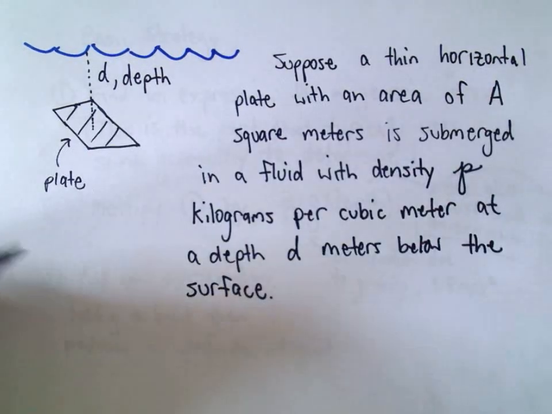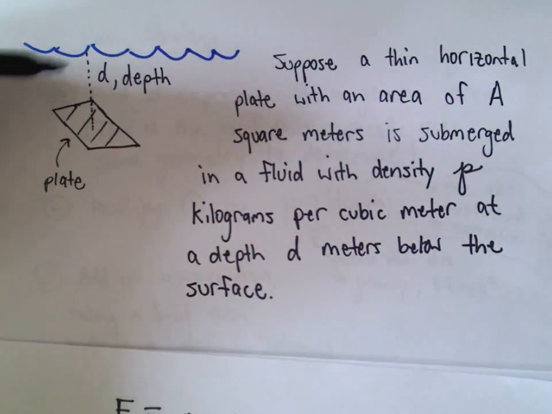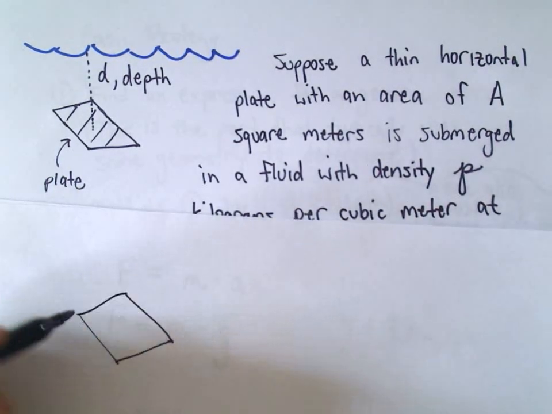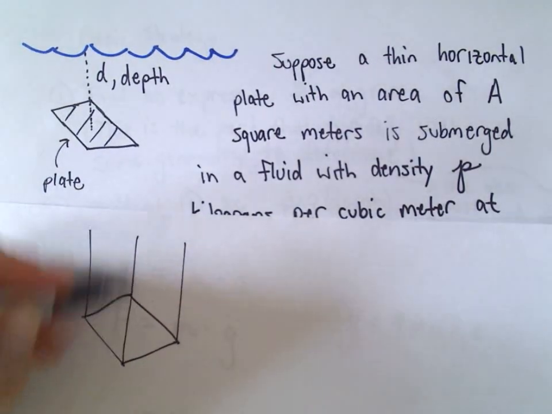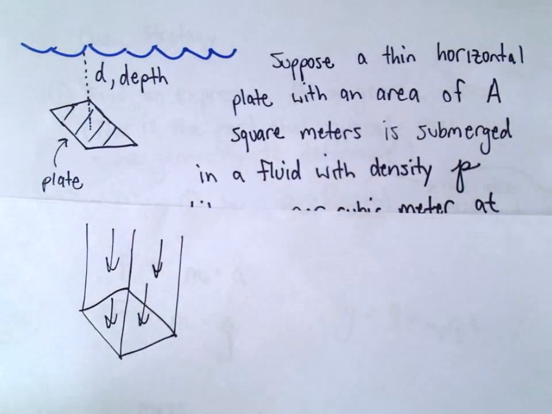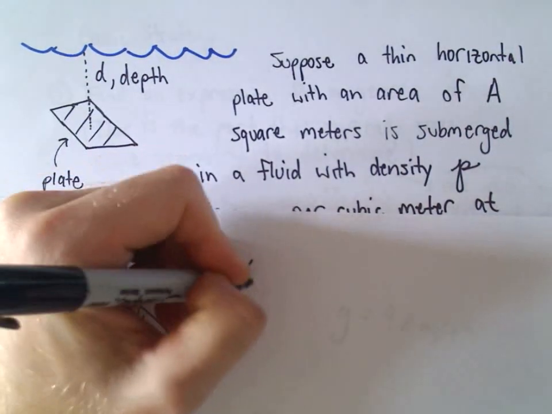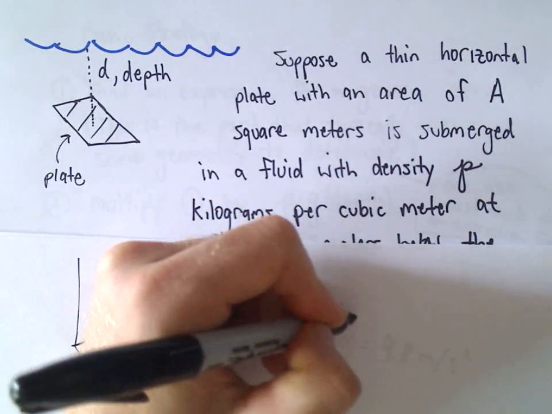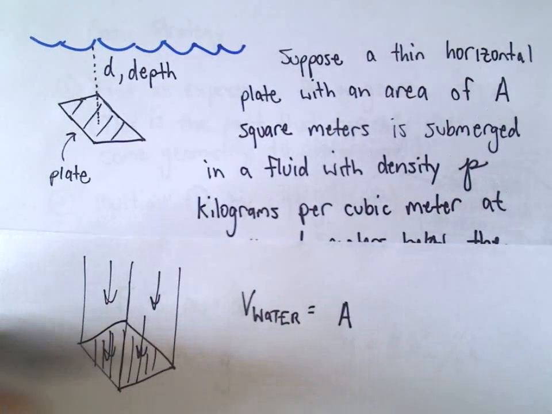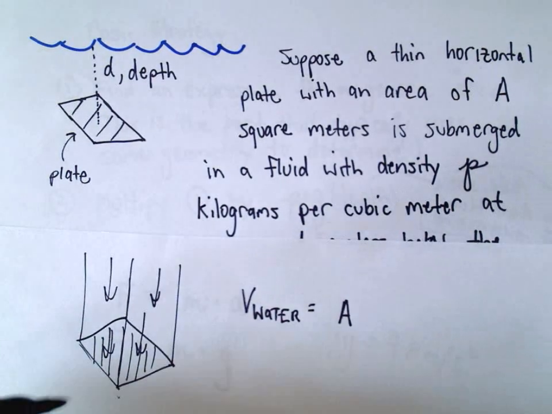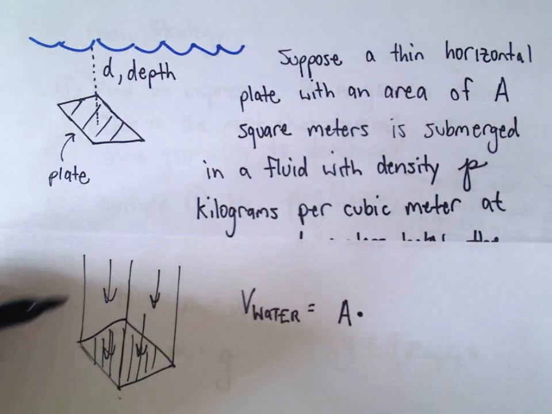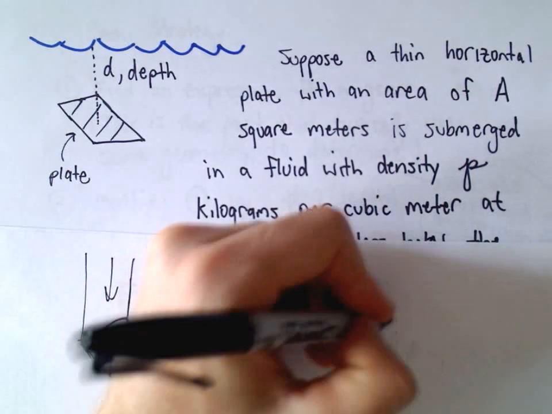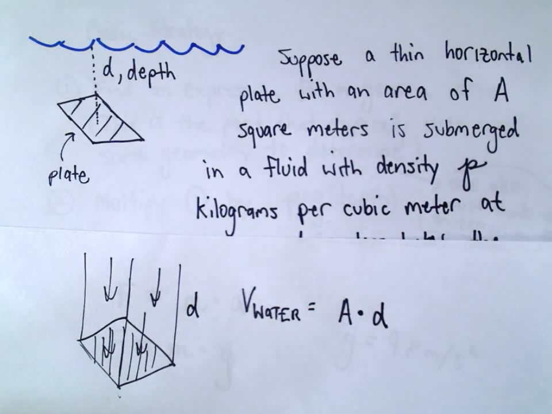Well, let's go back to our picture now. If you think about our little picture here, think about the volume of the water that's pushing down on this little plate. So we've got this little plate down here. If you think about the column of water that's pushing down on that plate, it's got a certain volume. So what would be the volume of the water pushing down on that plate? Well, it's going to be whatever the area of the plate is. That's going to give you the two-dimensional floor of the box, if you want to think about it that way. And then we would just multiply that by the depth below the water that you are. So the volume of the water will be the area of the plate times its depth. Okay, so no big deal there.